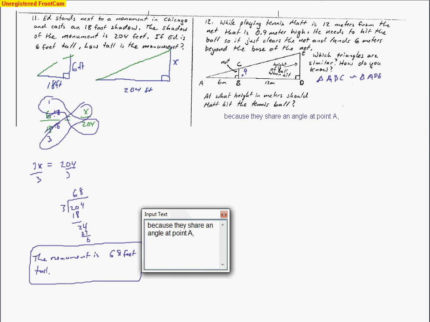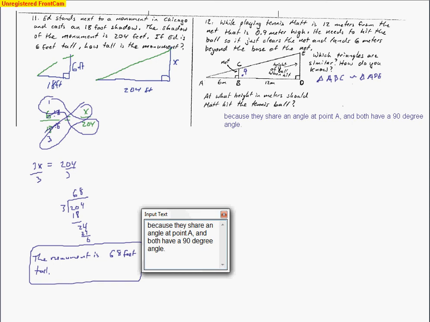And then we'll say, and both have a 90-degree angle. And that's given by this symbol right here. So we see that CBA is the same as EDA. So they both have that. Since they both have two sets of angles that are the same, then we can go ahead and say that these two triangles are similar.